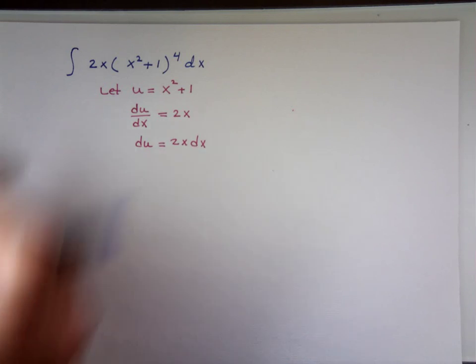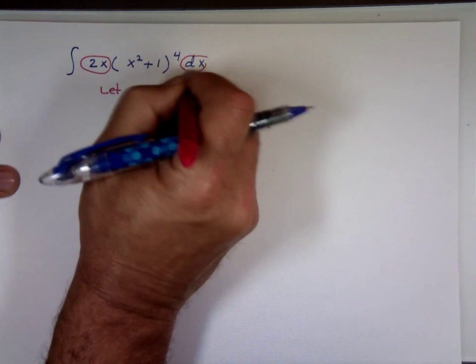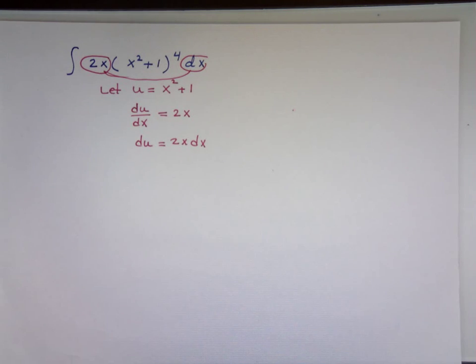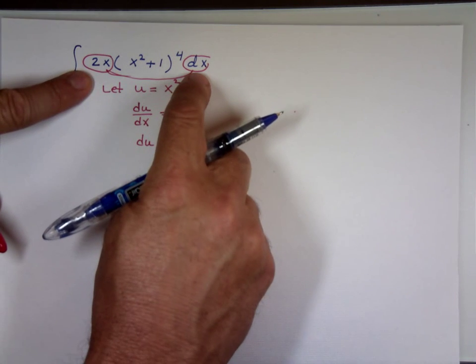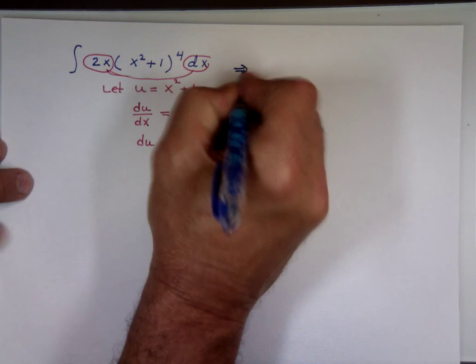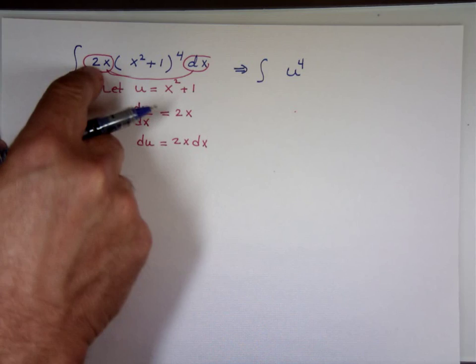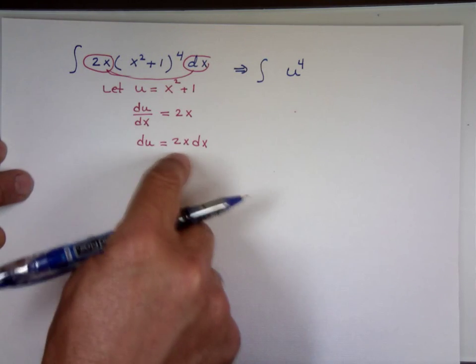Look at this. Put it with that one. Combine them together. That's equal to what? du. That is your du right there. So this problem now becomes the integral of u to the 4th, and the 2x and the dx multiplied together is equal to du.